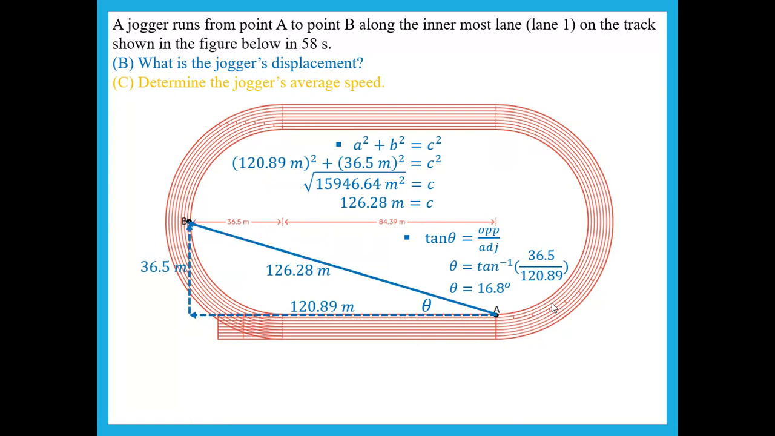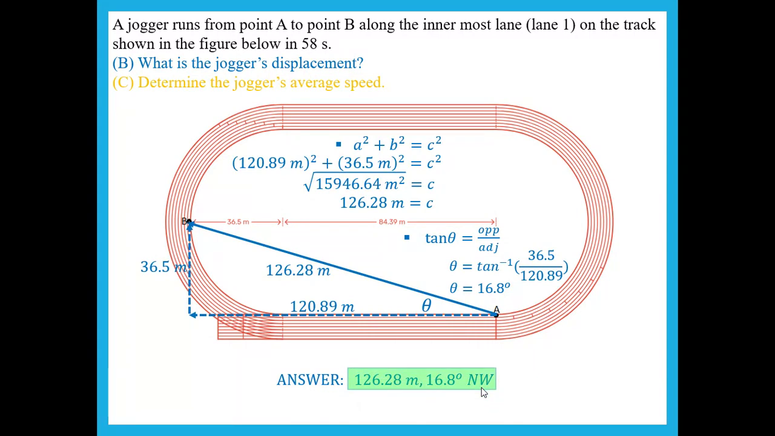This is the proper way to express your answer for part B, because it asked for displacement and didn't use the word magnitude, so you have to have magnitude and a direction. The proper way to express this would be 126.28 meters, 16.8 degrees northwest. It's important that you include northwest, so the person looking at this can understand which way the arrow is pointing. It's not sufficient to just put 16.8 degrees. You have to specify the direction as well, the orientation of the vector. That is the answer to part B.